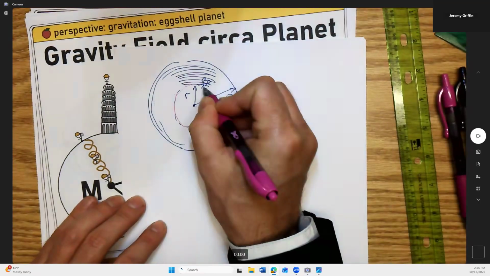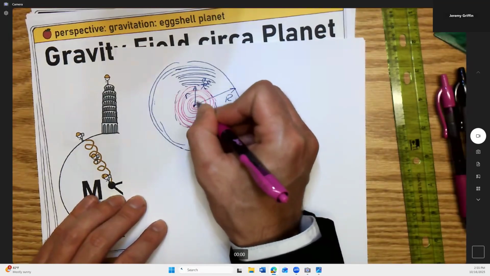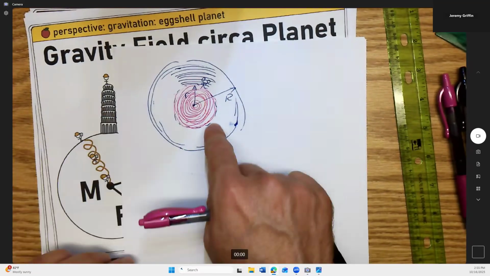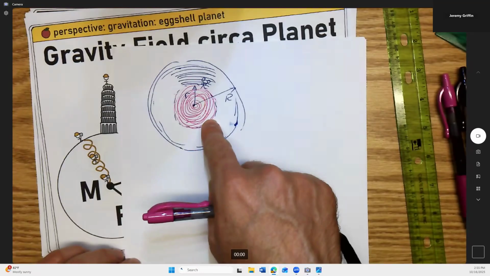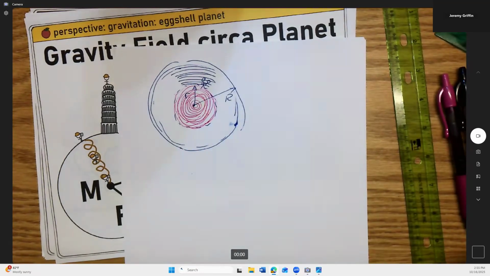I'll color that in pink ink right here. It is as if he's standing on a planet that's just that pink region. So it'd still be a 3D ball, still a sphere. But it's just that, and nothing else above him counts because it all cancels out. It's a series of eggshells. Is that right? Okay.